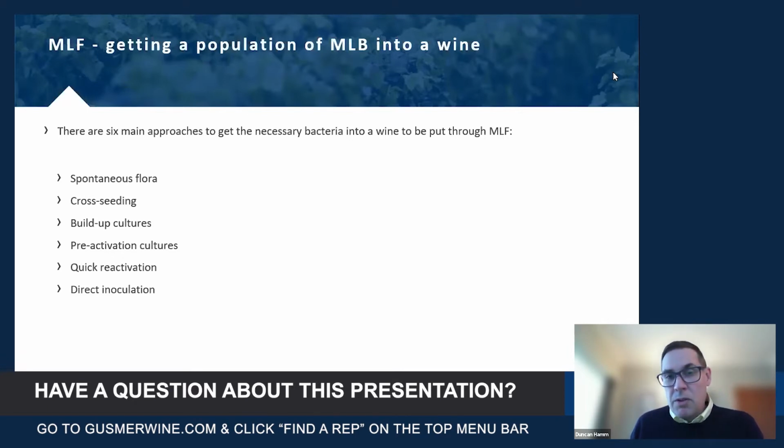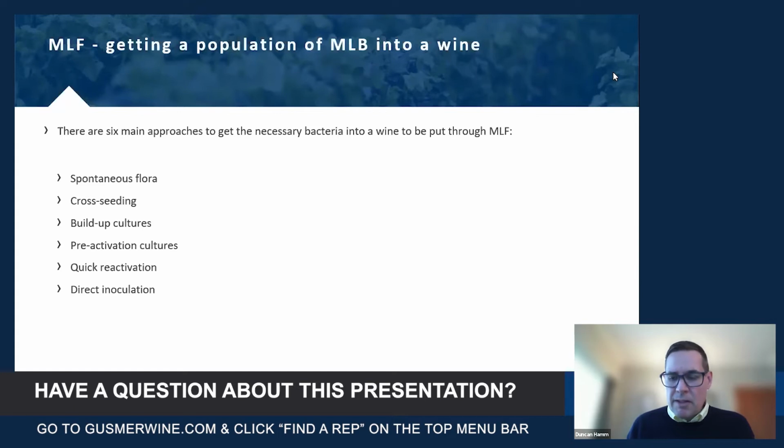We have build-up cultures, which take somewhere between days and weeks to propagate and build up in different stages. Then we have pre-activation and quick reactivation. These are similar types of cultures. Pre-activation ones require preparing them around 24 hours before you want to use them. And quick reactivation, it's around 30 minutes before. I like to think of those as probably being akin to rehydrating an active dried yeast. It's that sort of level of work, although with the pre-activation ones, it does take a bit longer than the quick reactivation. But nevertheless, there is some preparation required.